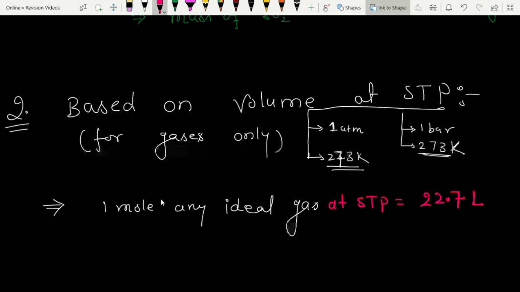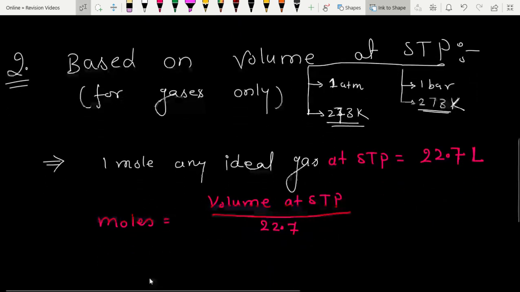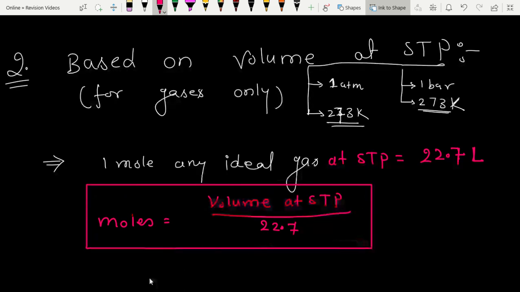Based on this, we can derive a formula: moles of substance equals volume of the substance, basically a gas, because this formula is applicable only for gases, volume at STP divided by 22.7. In a few books you will find this as 22.4, because earlier the data for STP was 1 atm pressure and 273 Kelvin temperature. Now it is 1 bar pressure, and 1 bar is slightly less than 1 atm, so that's why the volume is different.